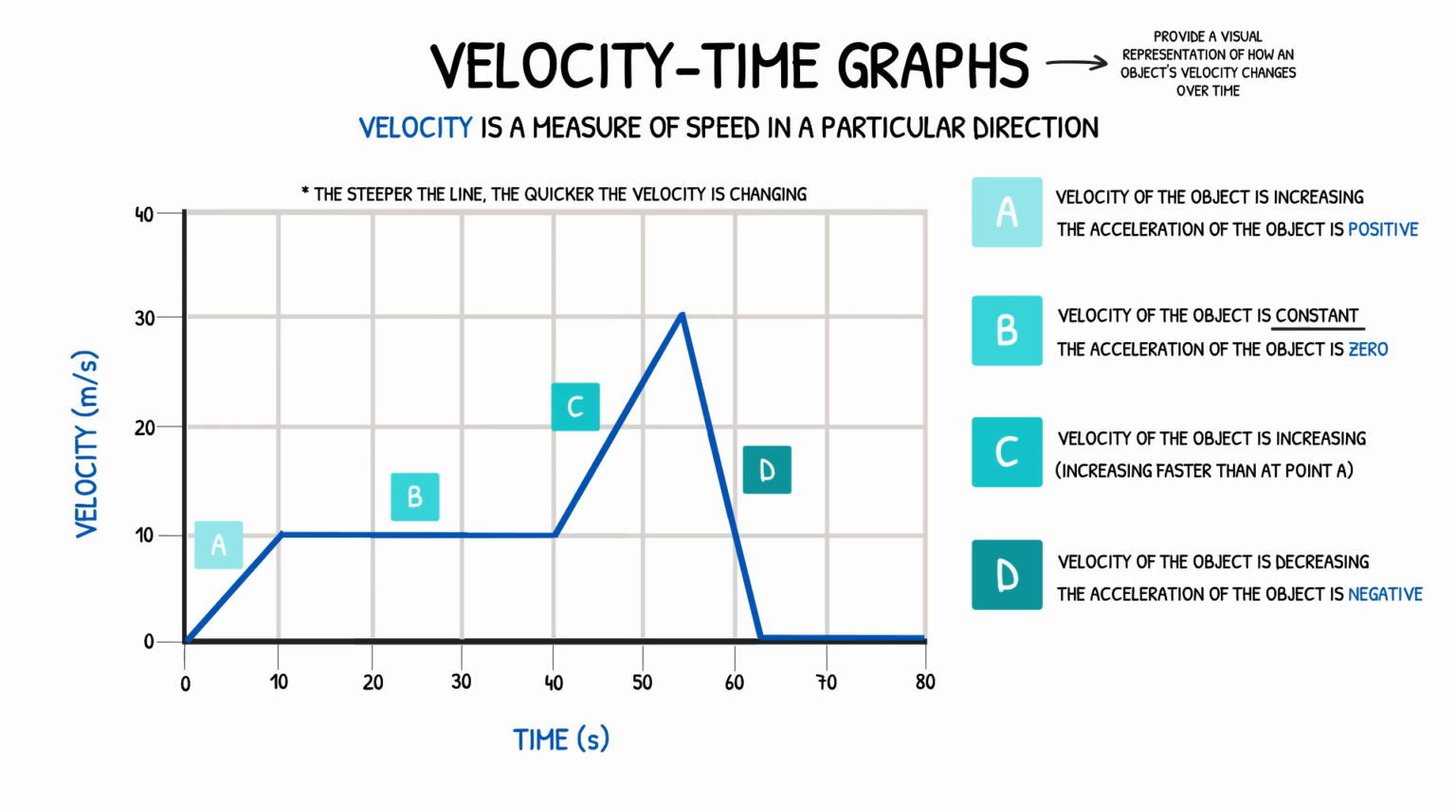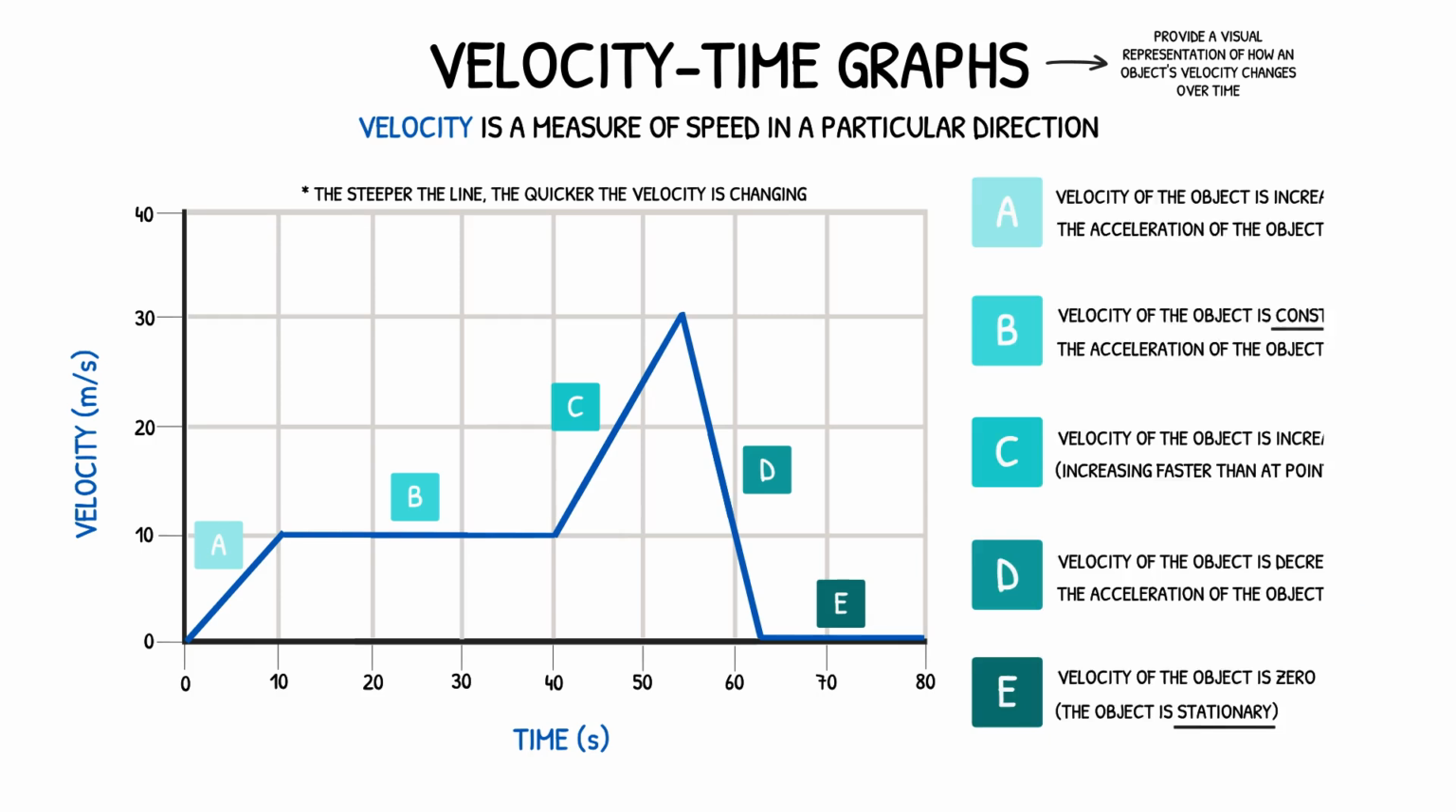And finally, at point E, we see another horizontal line, but this time along the x-axis. The meaning of a horizontal line along the x-axis of a velocity time graph is different to the meaning of a horizontal line above it. Therefore, it's important that you remember the difference between the two. When a horizontal line falls on the x-axis of a velocity time graph, this means that the velocity of the object is 0. Therefore, the object is stationary.